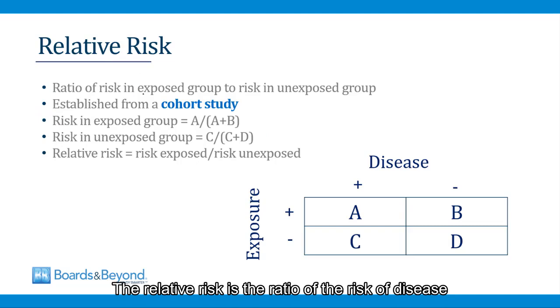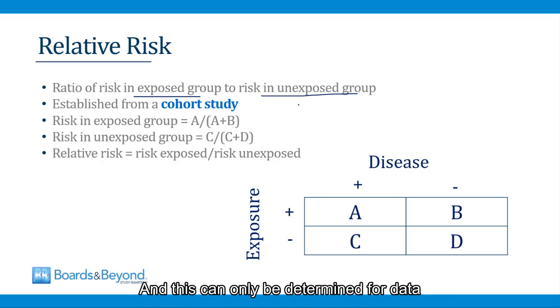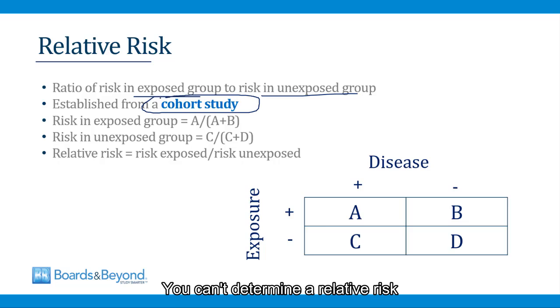The relative risk is the ratio of the risk of disease in the exposed group compared to the risk in the unexposed group. And this can only be determined for data from a cohort study. You can't determine a relative risk from a case control study, and I'll talk more about why that is the case later in this video.